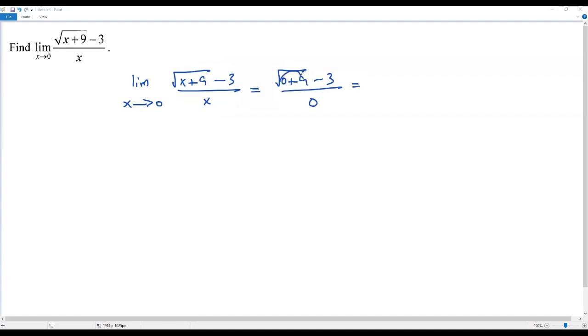So 0 + 9 is 9. That is, we have square root of 9 - 3 over 0. Square root of 9 is just 3, so 3 - 3 over 0. 3 - 3 is 0. I'm getting 0 over 0.